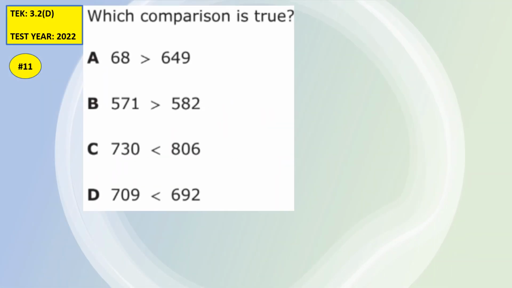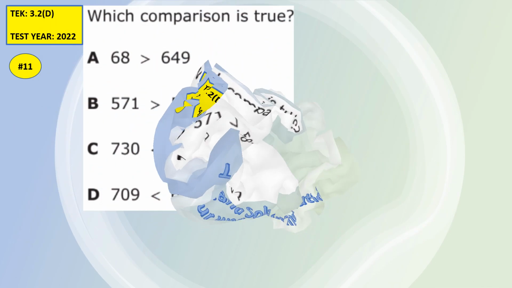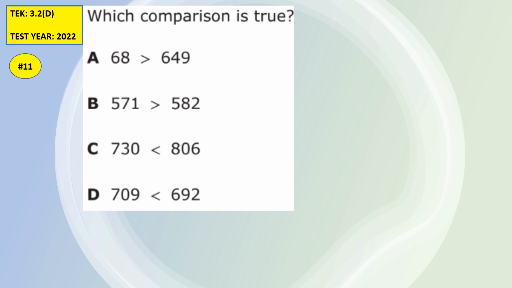Number 11 says, which comparison is true? Now it's very important to notice the word true. True means correct. So that means that one of these answer choices is correct and the other three are incorrect. So right now, I want you to pause the video and solve on your own. Then check your work by watching my solution. All right, now let's walk through the solution together.